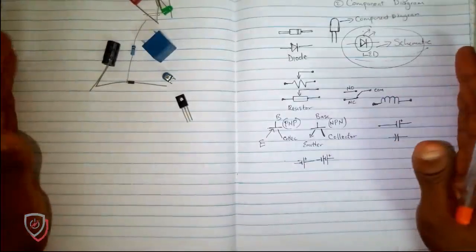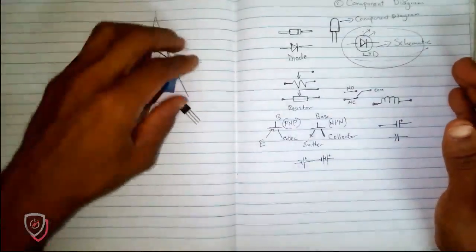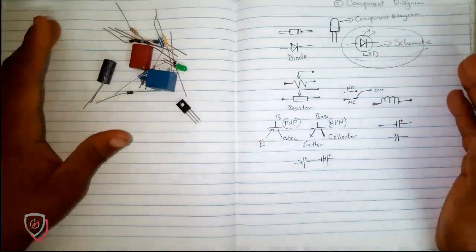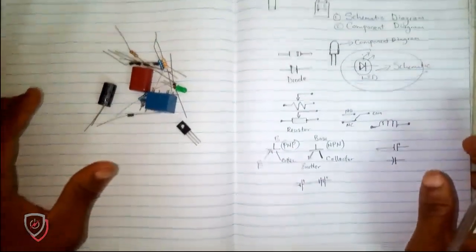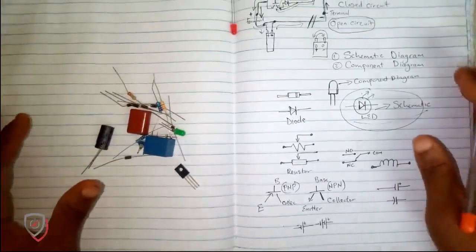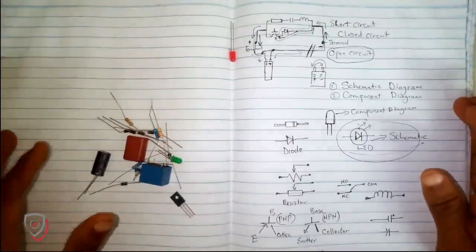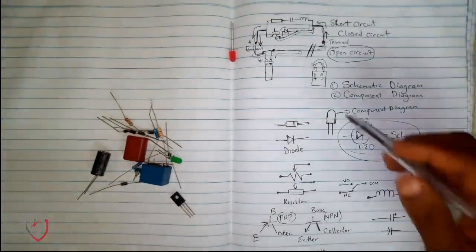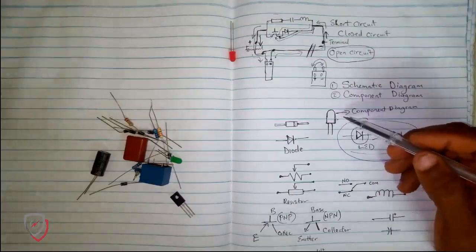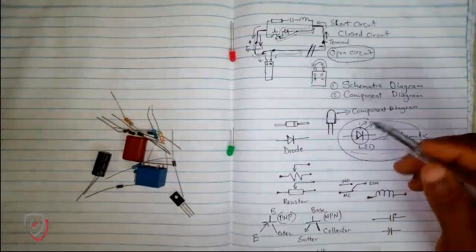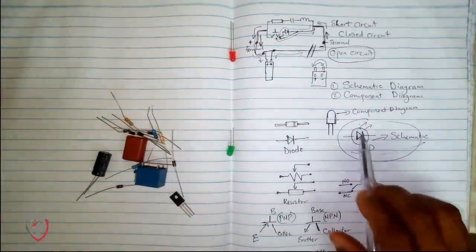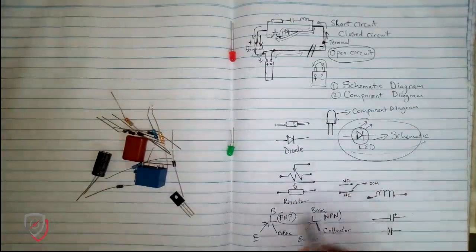So this is just the basics. For those of you who don't know what is meant by schematic and component diagram, this is schematic, this is the component diagram. It looks like the actual component, and this is schematic diagram.